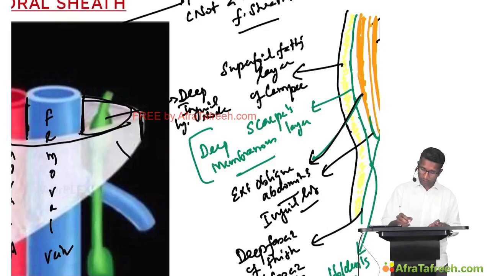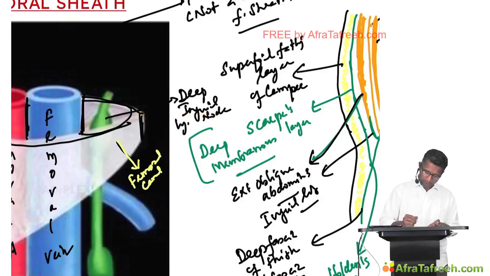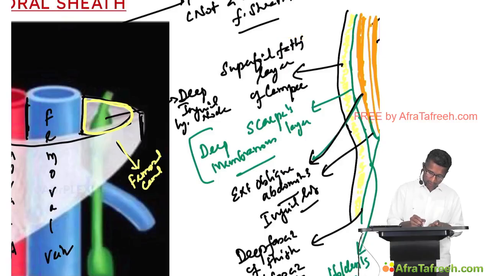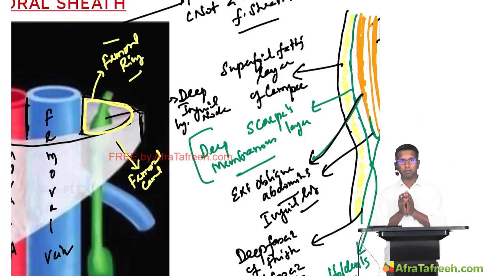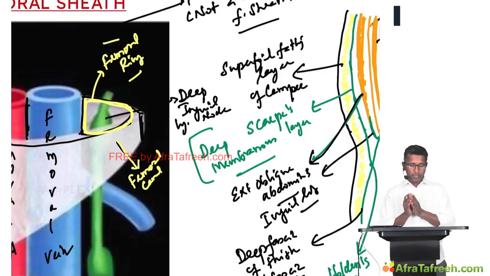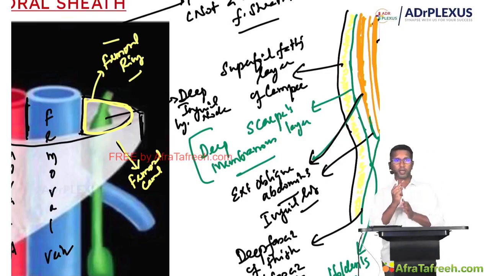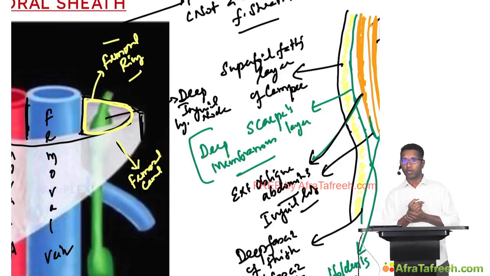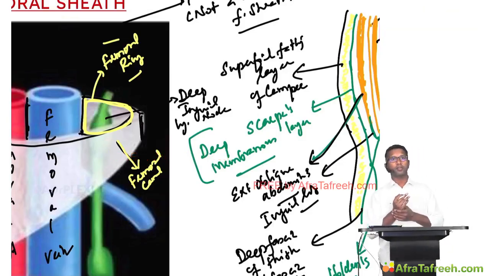I'll mark it in yellow so that you can easily see it. This is called the femoral canal, and the femoral canal is bounded on the superior aspect by a ring called the femoral ring. So the femoral canal, which is the medial compartment of the femoral sheath, is bounded by a ring, and this ring is called the femoral ring, guys.